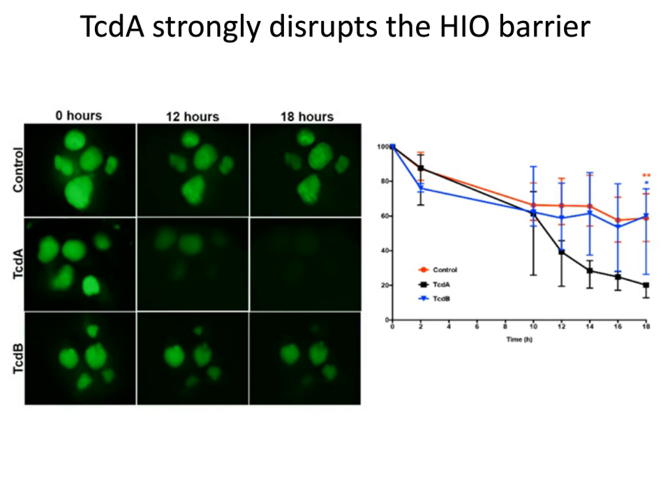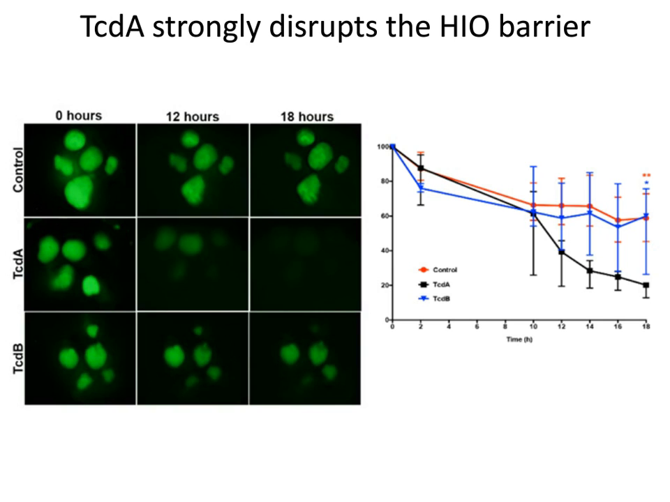I should mention that if the barrier is damaged, the fluorescence should leak out. So the green color should leak out and fade away in the presence of an injury to the epithelium. So in the control, you can see that it maintains the fluorescence. When we add the toxin A, we see a pretty quick loss of fluorescence. With toxin B, we still see somewhat of a reduction, but it's not statistically significant compared to control, and it's not nearly as significant as compared to toxin A.